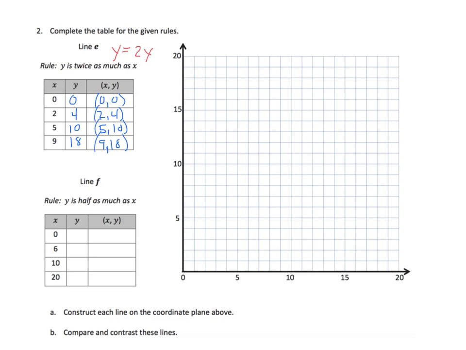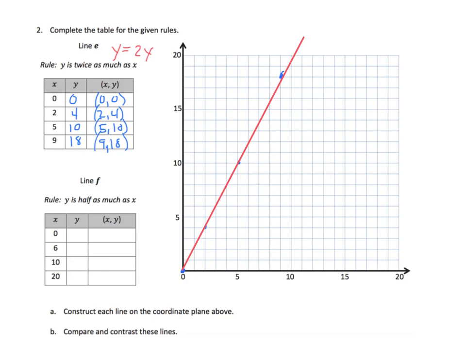We start at the origin, 0, 0. We have 2, 4. And again, we're going to be looking for this next point to bring us to something that forms a straight line, and indeed it does. And now we have 9 and 18. Okay, now we need to form a line and label it E.